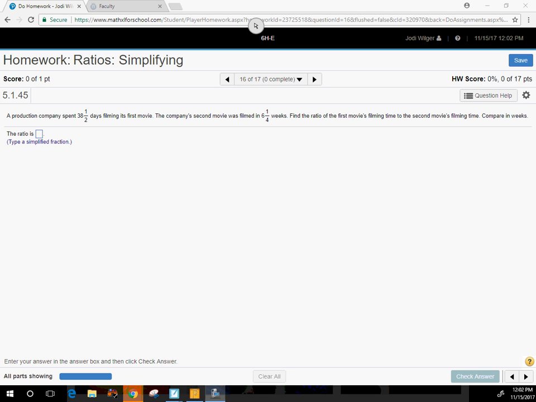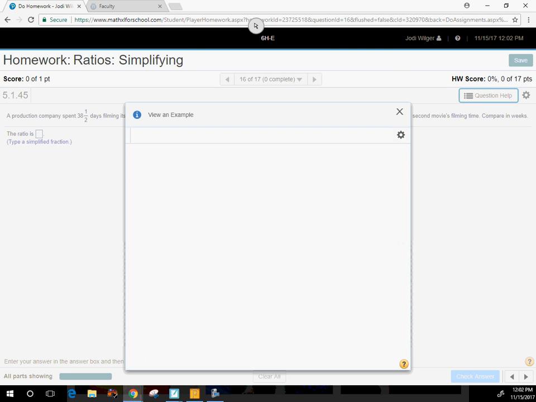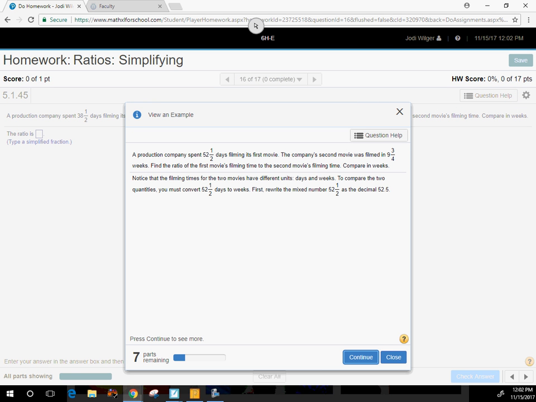Hey guys, I heard 16 was a little rough and a little more challenging than I had intended, but I thought I'd take this opportunity to show you how to use the question help to your advantage. If I view an example, it's going to show me how to work through a similar problem with different values. So I'm just going to click through.